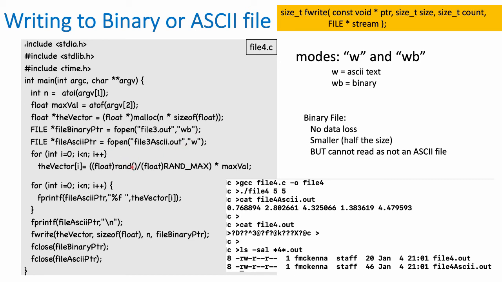I randomly generate numbers for a vector, and then I write to the ASCII text file, as I've demonstrated previously, using a formatted string. I'm putting in a %f and a space. And now in this line here, this is where I'm writing my binary file, and I just write the whole thing to output at once.